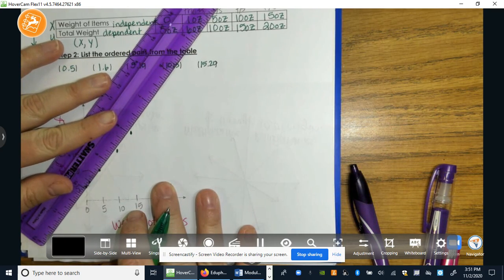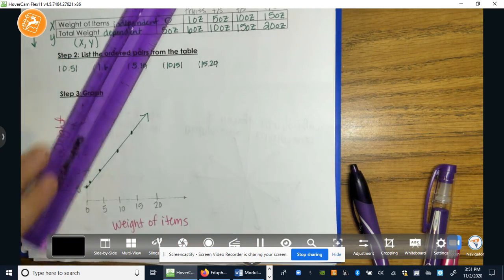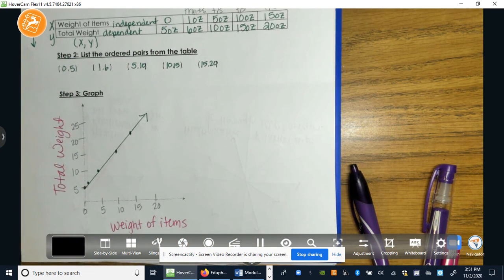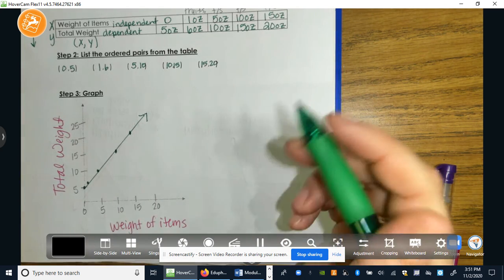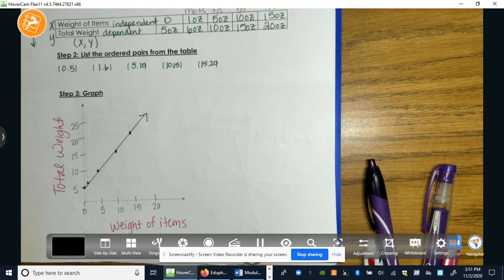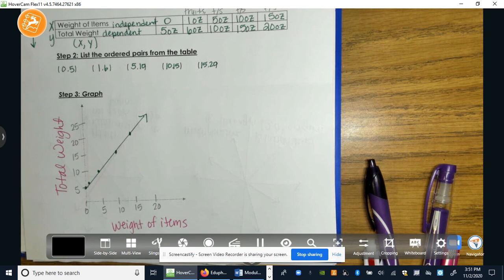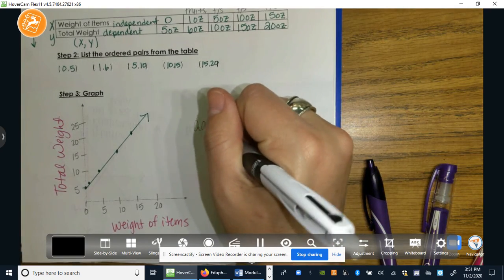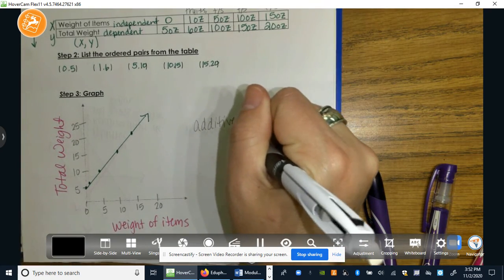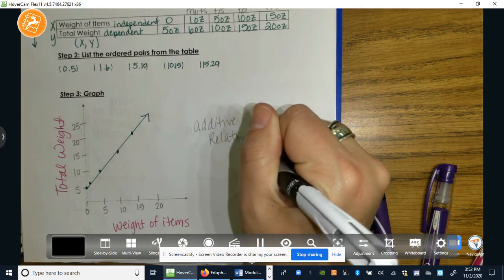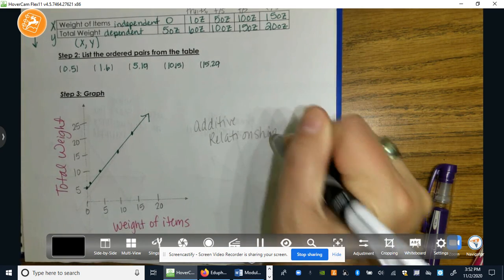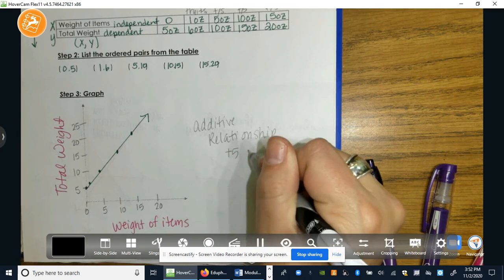And I have 15 and 20. So when I connect my dots in the best way possible, there we go. And do you see that this would be an additive relationship because it does not go through the point of origin, does not go through 0, 0. And I was adding 5 each and every time. So this is an additive relationship because you're adding 5 to the weight.